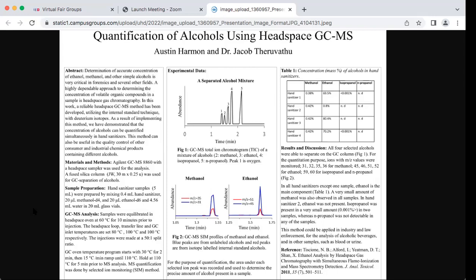We used a Headspace sampler, and in the Headspace sampler, we had to use 20 milliliter glass vials. In each glass vial, we added methanol D4, ethanol D6, and the hand sanitizer, just one hand sanitizer sample. And we filled up the rest with water up to 5 milliliters.